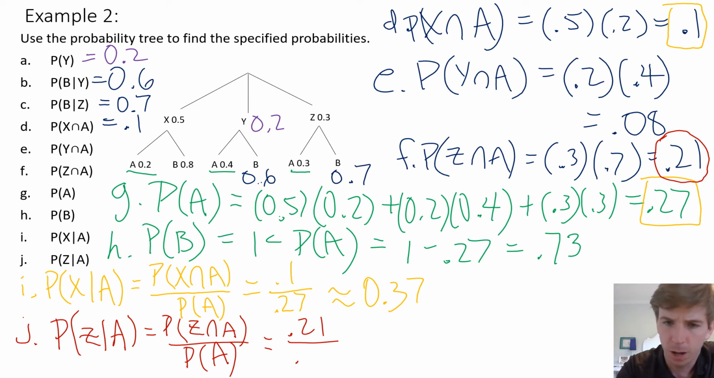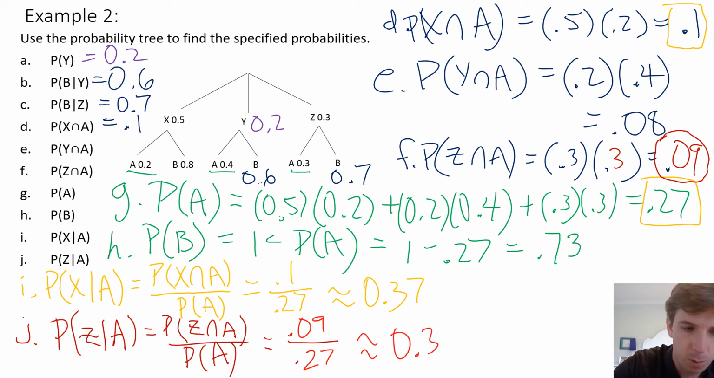Just noticing that I actually screwed up part F here. For Z and A, I used B, so it should be 0.3 times 0.3, which would be 0.09 actually. Apologize about that, but I caught it before I recorded the video. So this should be 0.09 divided by the probability of A, which is 0.27, and therefore equals 0.33. All right, awesome.